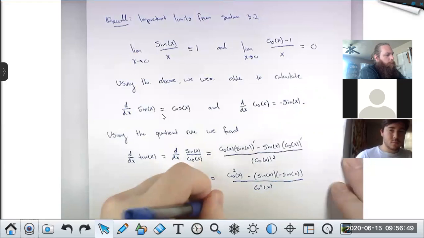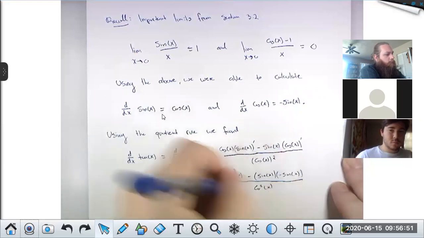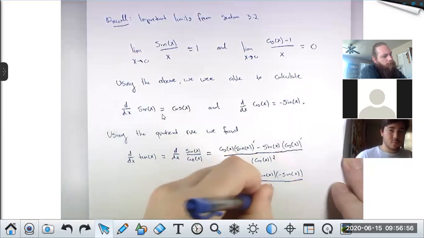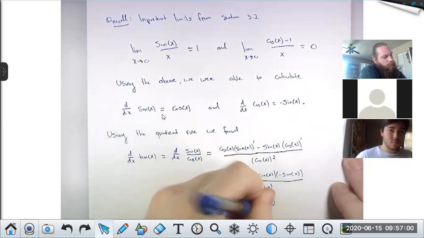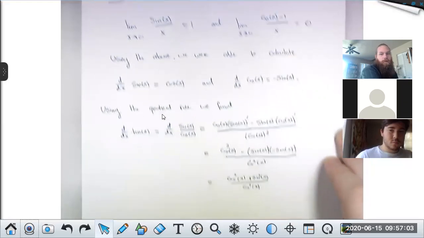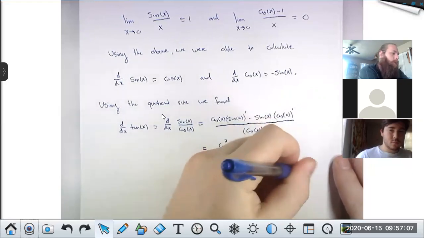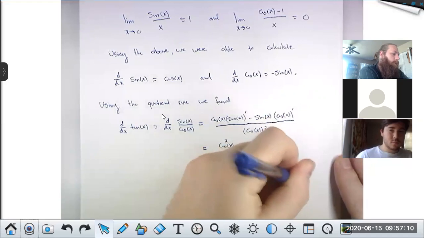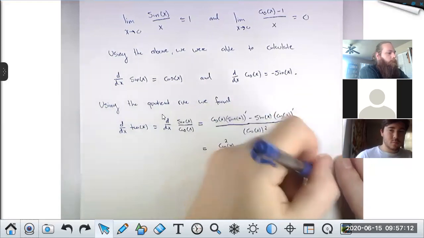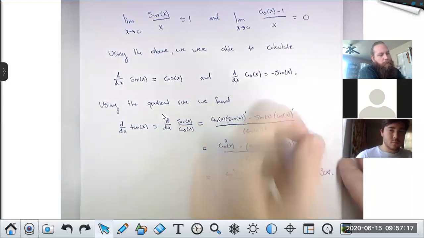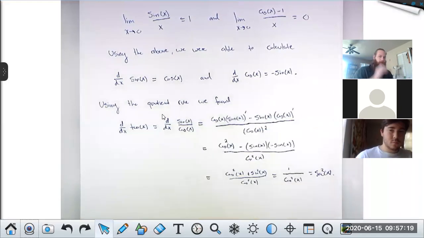If you finish cleaning up the top, you get cos squared x plus sine squared x over cos squared x. And of course, cos squared x plus sine squared x, that's 1. So this is 1 over cos squared x, which has another name, that's secant squared x, because the reciprocal of cosine is secant. So the derivative of tangent is secant squared.